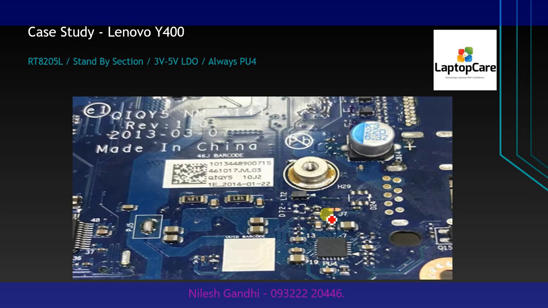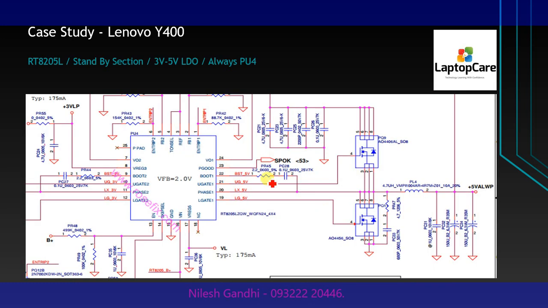Now when we were checking the impedance, we saw that there were a few capacitors directly connected to the +5V always P, that is the +5VALWP output, which are the filter capacitors, and they were after the coil. So we decided to test this, and for that we checked impedance.